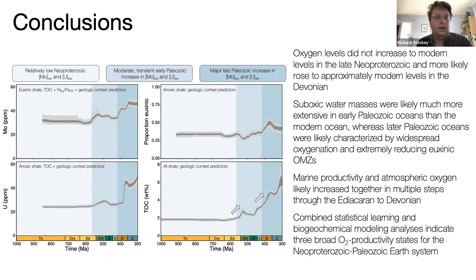Suboxic water masses were likely much more extensive in early Paleozoic oceans than the modern ocean, whereas later Paleozoic oceans were likely characterized by widespread oxygenation and extremely reducing RMZs. Marine productivity and atmospheric oxygen therefore likely increased together in multiple steps through the Ediacaran and Devonian. And our combined statistical learning analyses point towards at least three broad O2 productivity states for the Neoproterozoic Paleozoic Earth system.